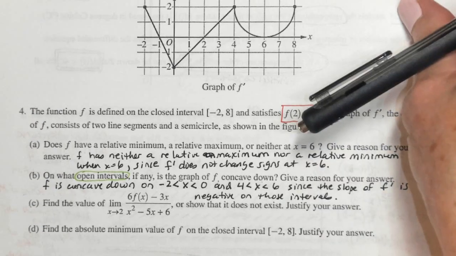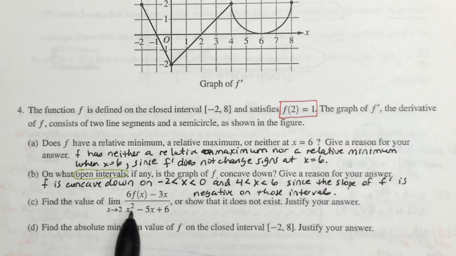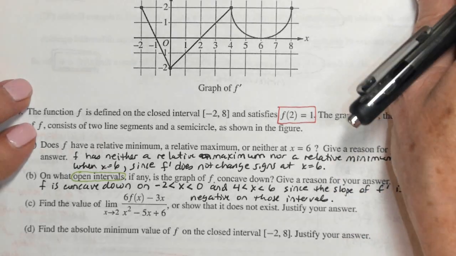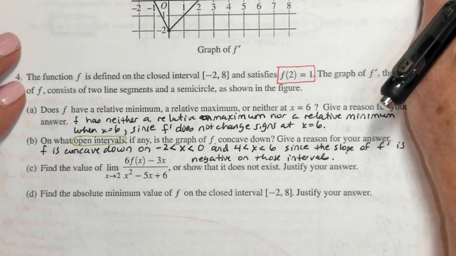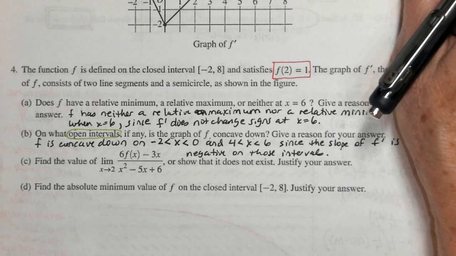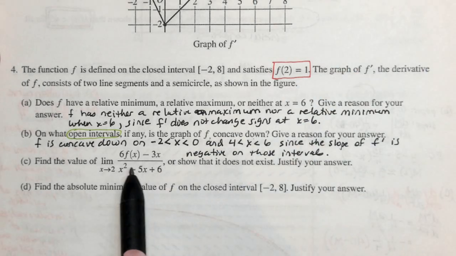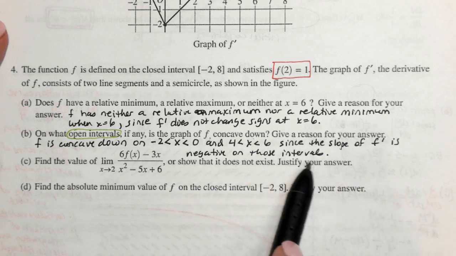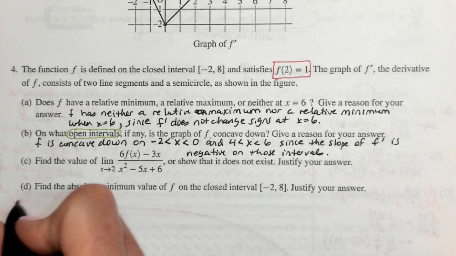Part C. Find the value of this limit. As soon as I see a limit, in an FRQ especially, but pretty much any time, I'm thinking I'm going to have to use L'Hopital's rule. So find the value of this limit or show that it does not exist. So it might not exist. Justify your answer. Okay, I'm going to do this down here.